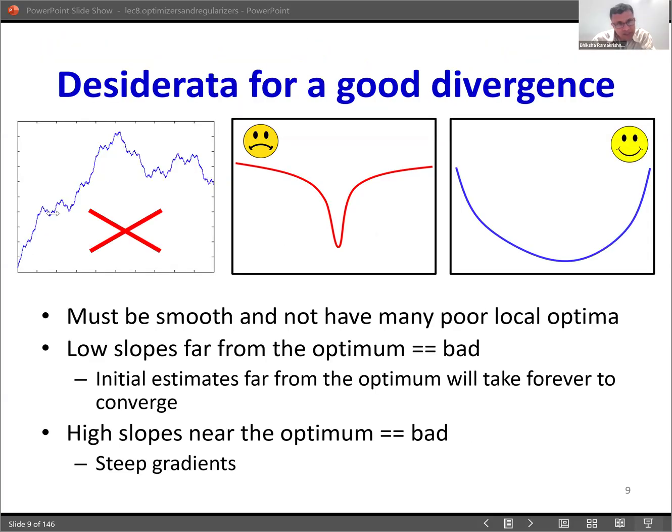So if your divergence function were something of this kind, where the x-axis is a parameter and y is the divergence, this figure to the left is a horrible divergence function. It's not differentiable, and it's got all kinds of ugly local minima. Now, here are two other divergence functions. Both of them have a nice global minimum. But which of the two do you think is better? The orange one or the blue one?